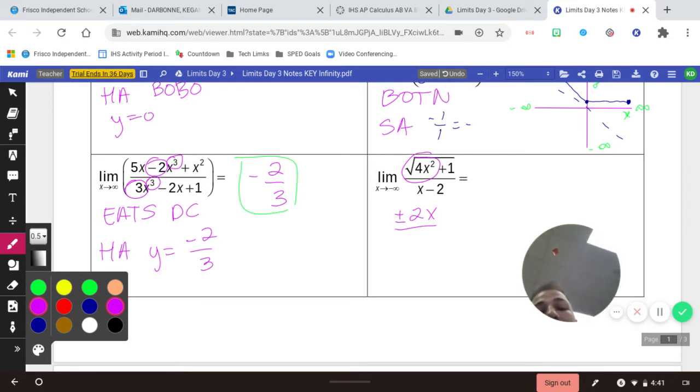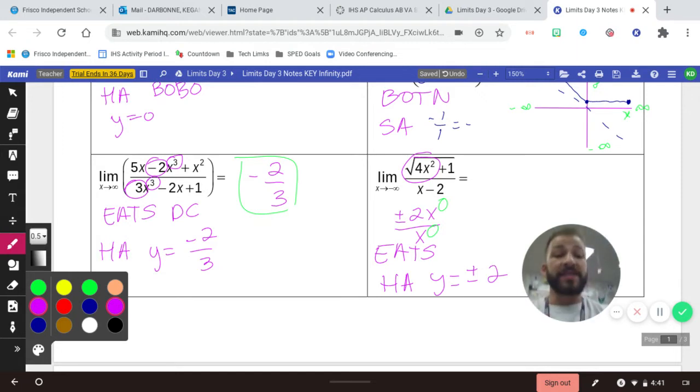And then I'm looking at it over my other leading term, which is x. So that would be EATS-DC. Exponents are the same because they both have an exponent of 1. So if exponents are the same, then my horizontal asymptote is y equals positive or negative 2, because I have to consider both of those points.